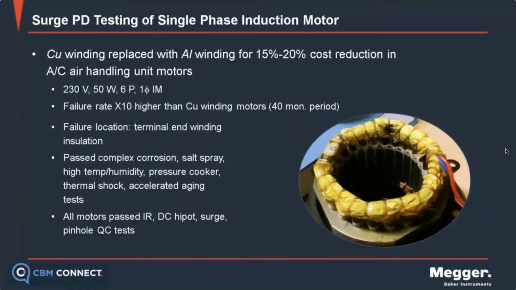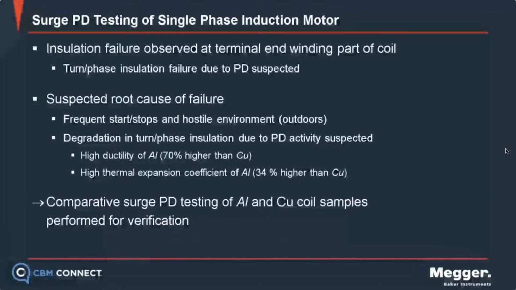So they go back and ask, what did we change? Now we're doing aluminum, and now our failure rate's increased. What's causing the problem? None of our QC can see it. What can we do? Insulation failure was observed on the terminal end of the winding. Turn and phase insulation failure due to partial discharge was suspected. The suspected root cause was the frequent starts and stops in the hostile environments, being outdoors, of these HVAC, I believe, condenser motors.